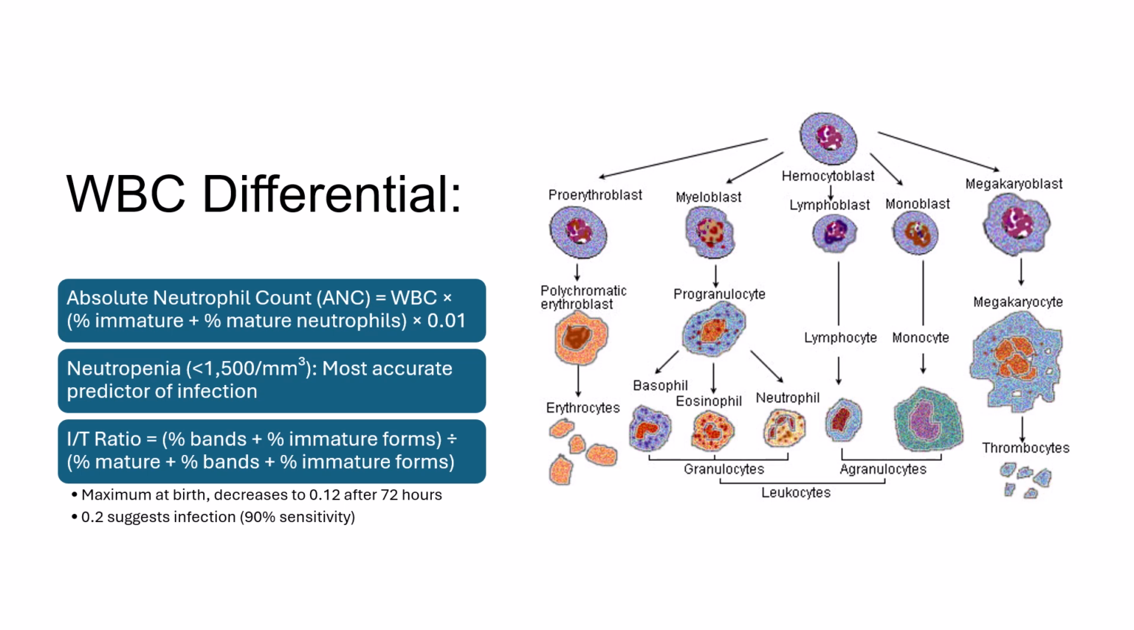This ratio is maximum at birth and decreases to 0.12 after 72 hours. An I to T ratio over 0.2 suggests infection with 90% sensitivity. These calculations appear frequently on the exam, often as part of case scenarios.